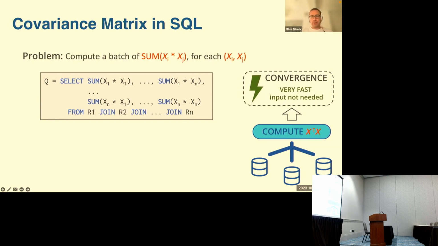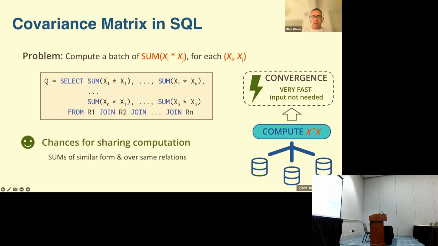The problem now is how to efficiently compute and incrementally maintain the quadratic number of such sum aggregates, one for each pair of features. Now, on the positive side, this is just one SQL query that we can evaluate using a database system. Additionally, these sum aggregates are all over the same join of relations and all have the same form. They are all products of two attributes, which could bring a lot of opportunities for sharing their computation.